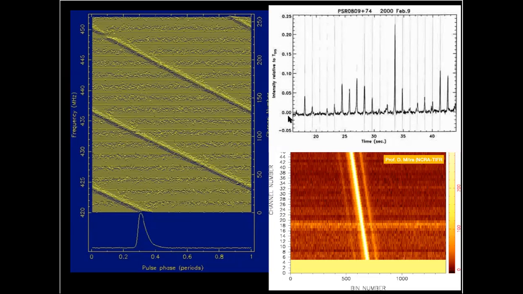That is the data for a particular pulsar plotted here. And this vertical line shows the arrival time of the pulse.